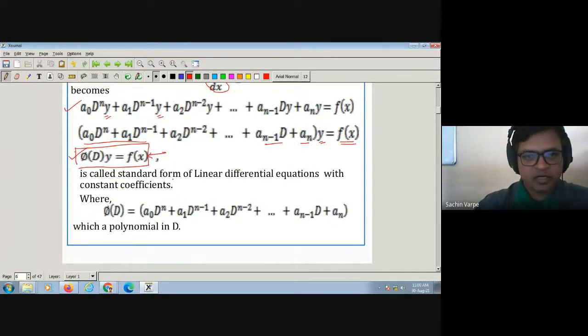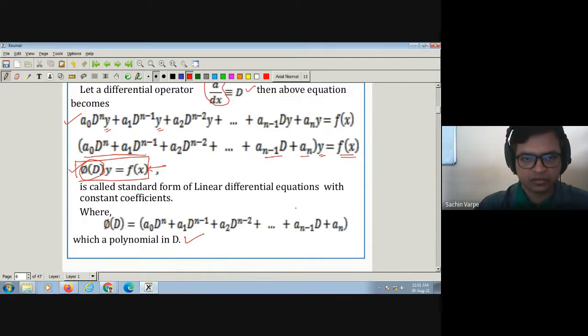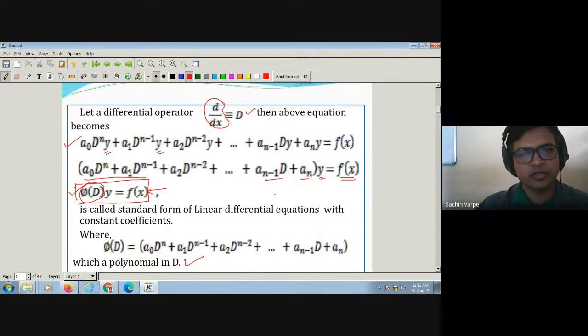So this is called the standard form of linear differential equation with constant coefficient, where this phi of d is a polynomial in variable d. Okay, phi of d is equal to a naught d raised to n plus a1 d raised to n minus 1 plus a2 d raised to n minus 2 and so on, which is a polynomial in d. Okay, so this is the first step towards the solution of linear differential equation: introduce an operator capital D.